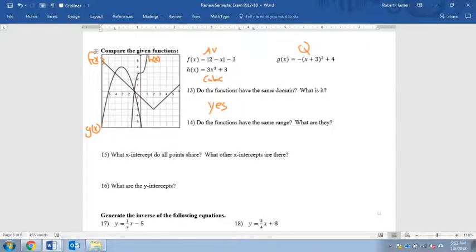It's all x, all real numbers. And again, you can look in your book and you realize, oh yeah, these guys are always all real numbers no matter what. Do the functions have the same range? The answer is no.